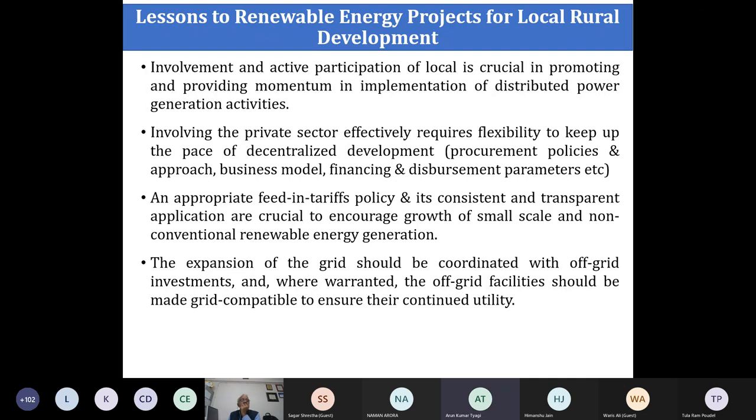Another is involving the private sector effectively, which requires flexibility to keep up the pace of decentralized development, procurement policies and approach, business model, financing and disbursement parameters. Because you can also involve the private sector in the development of micro hydro projects in terms of operation and maintenance, or capital recovery mode, or in renewable energy service company mode. Many modes are available.